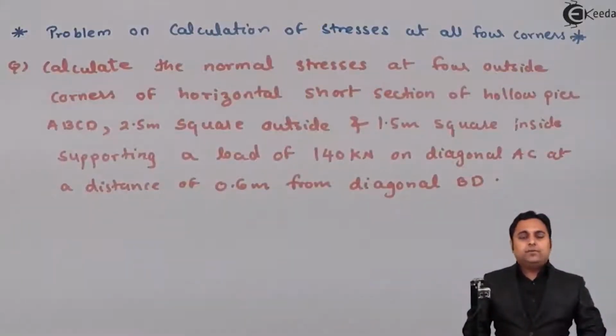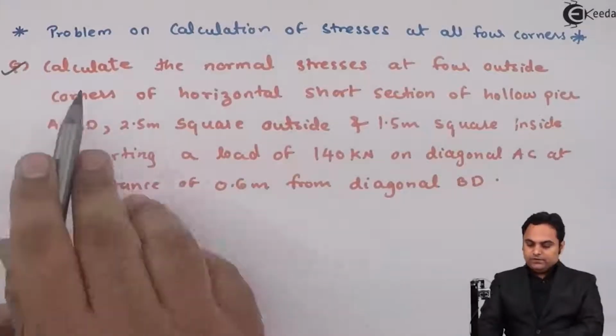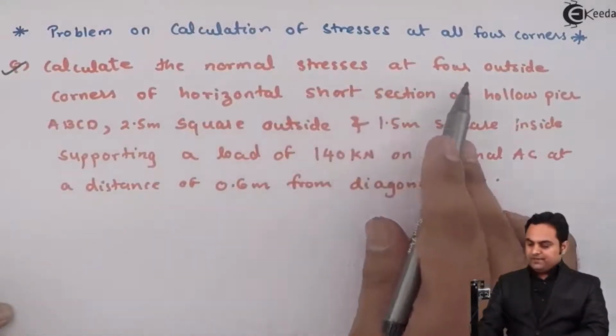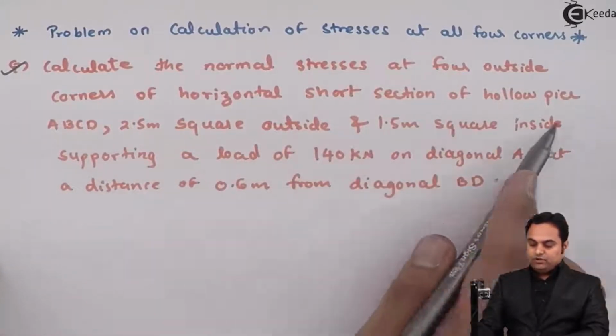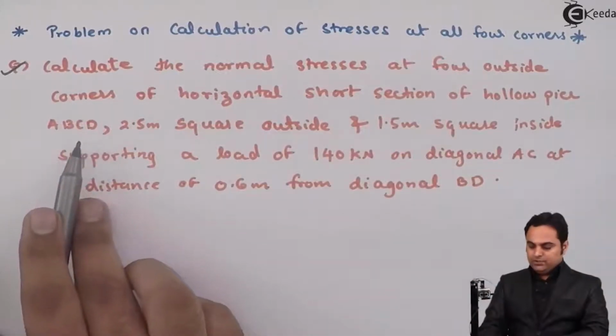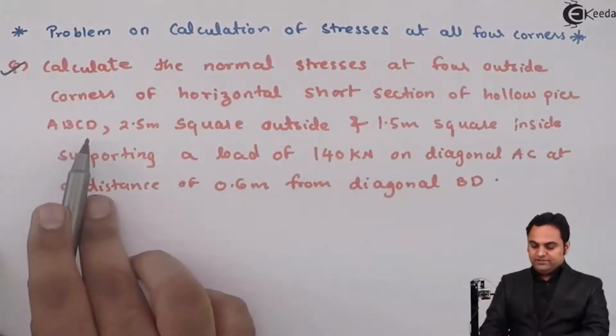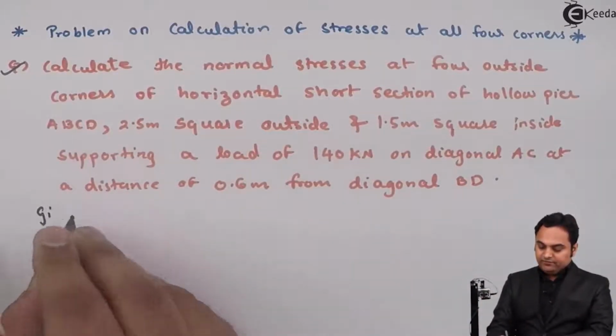In this video, we will see a problem on calculation of stresses on all four corners. Here is the question. Calculate the normal stresses at four outside corners of horizontal short section of hollow pier ABCD. So here we have a hollow column ABCD. I'll write that in the form of data.